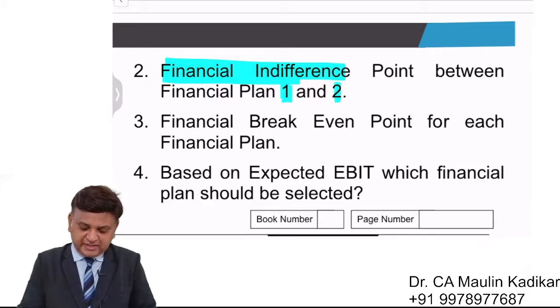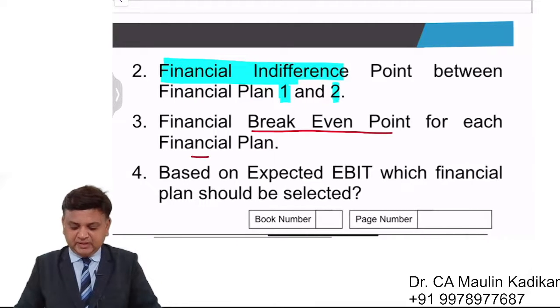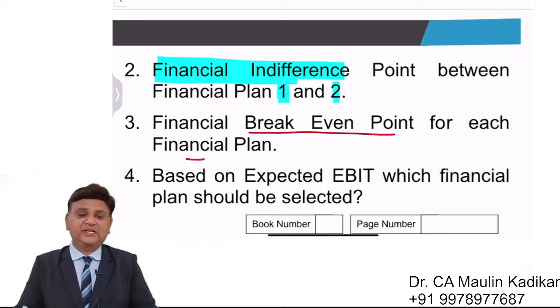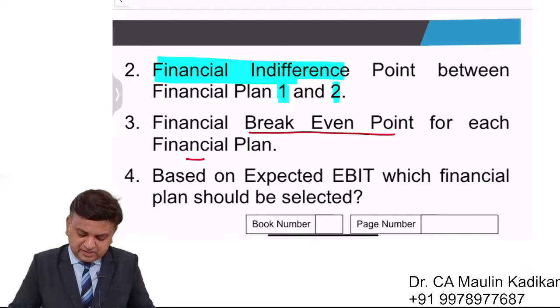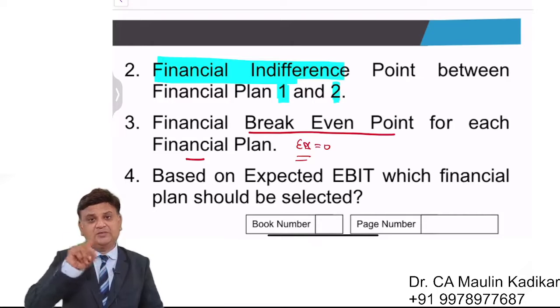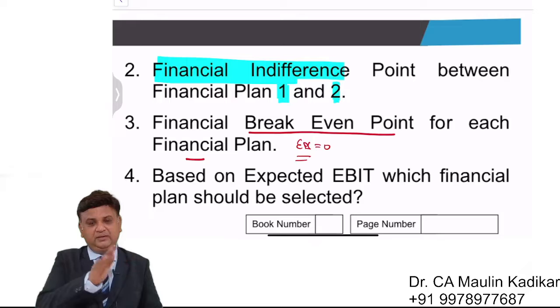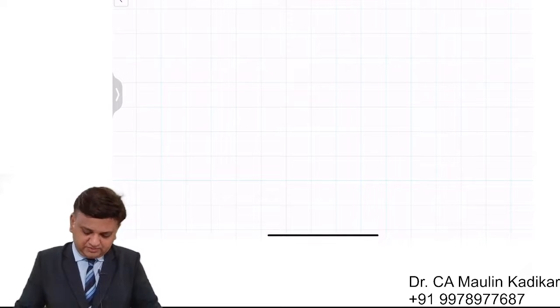The question says that calculate financial break-even point for each financial plan. What does it mean? It means that we are required to compute such level of EBIT at which EPS is 0 for each of the financial plans. This third part of the question is required to be calculated for the individual financial plan, for plan 1 as well as plan 2. So let us answer the third question.